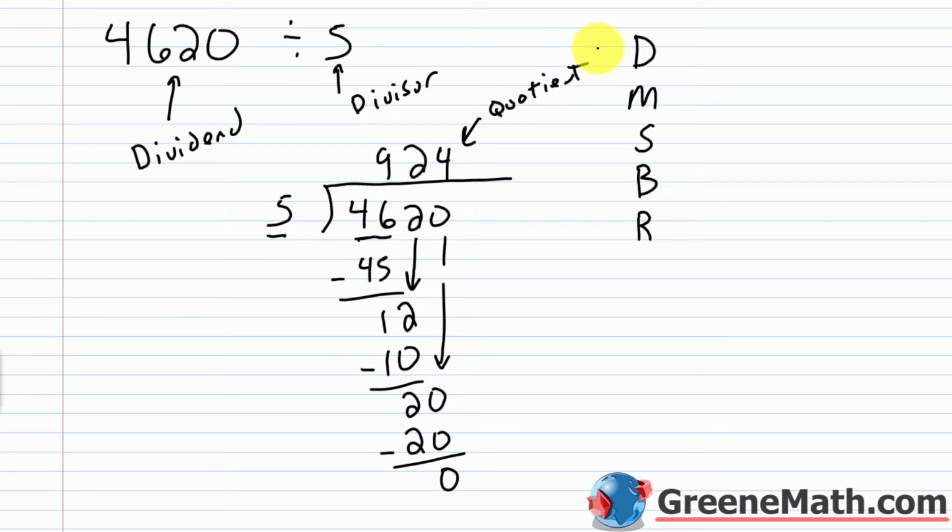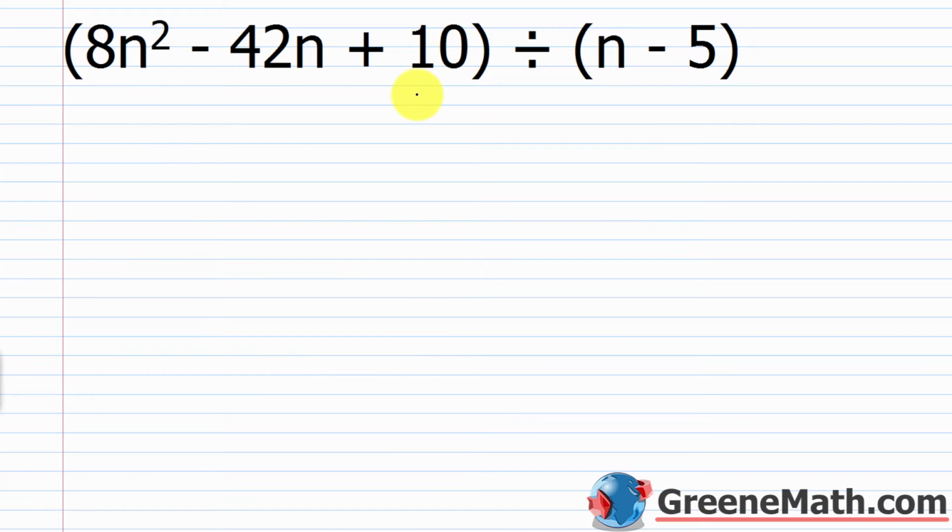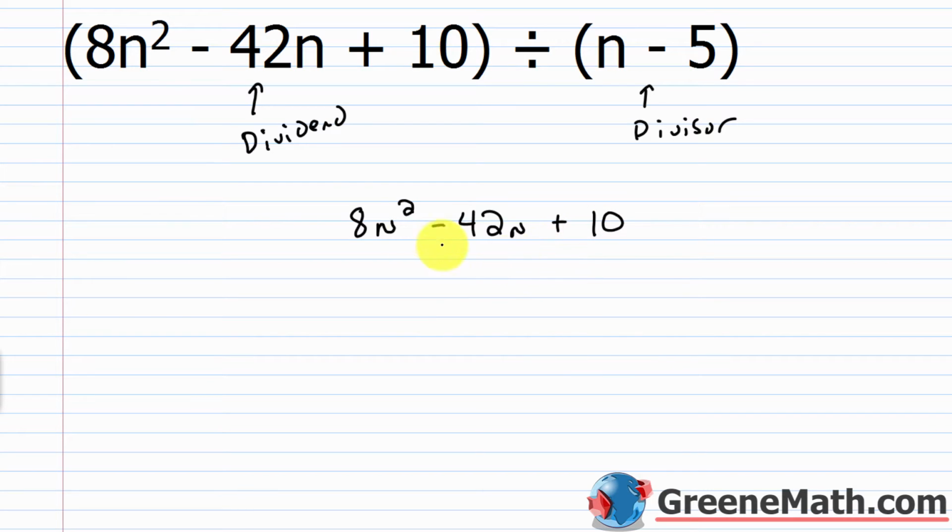So we're going to follow a very similar process to divide polynomials. So go ahead and start out by setting this up in the same way that you did that long division problem with whole numbers. So again, this is your dividend, and this is your divisor. So this goes under the house. So 8n squared minus 42n plus 10. And that goes under the house. And then off to the left, we have n minus 5.